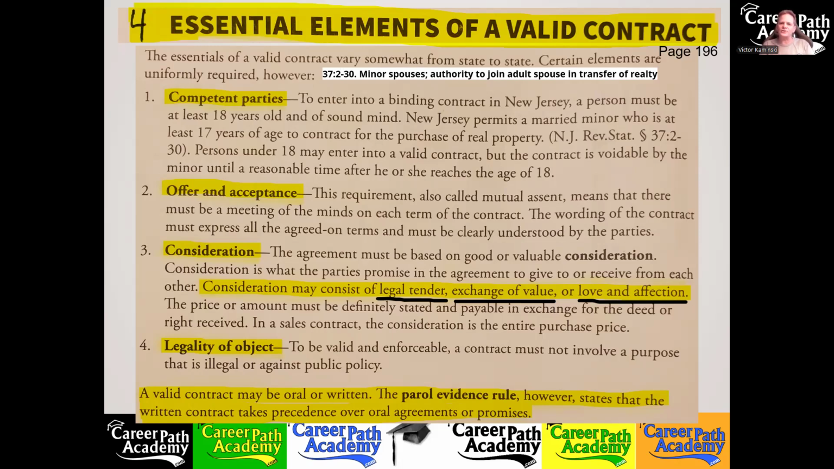37-2-30, where it says minor spouses have the authority to join adult spouses in the transfer of their realty that they own. But the thing is, you can't be married and be a minor in New Jersey. But for exam purposes, they didn't change the exams because it still has references to this in the law. So the four essential elements of a valid contract, we got them all highlighted here.